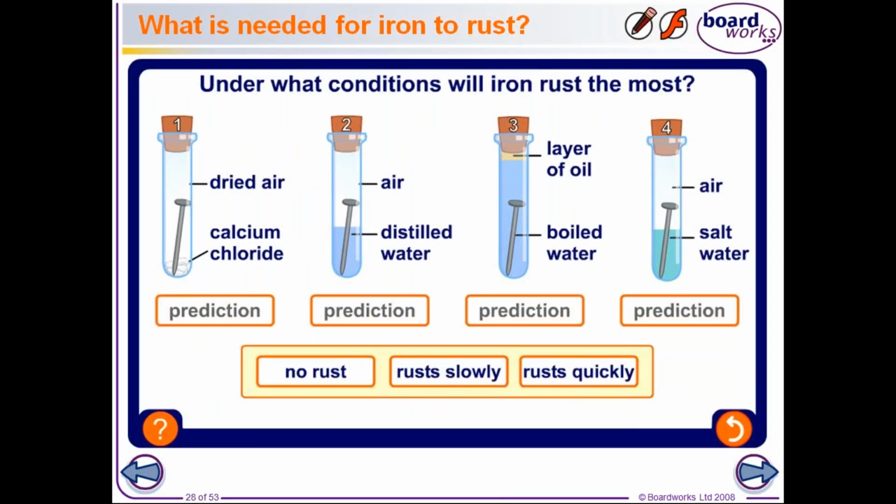In the next two slides, I'm going to explain what is needed for iron to rust, as I said before. There is an experiment which shows what conditions are needed for iron to rust. We have four test tubes. I'm going to do this experiment as soon as school starts, so you will do it yourself and you will remember it better. We have four conditions.